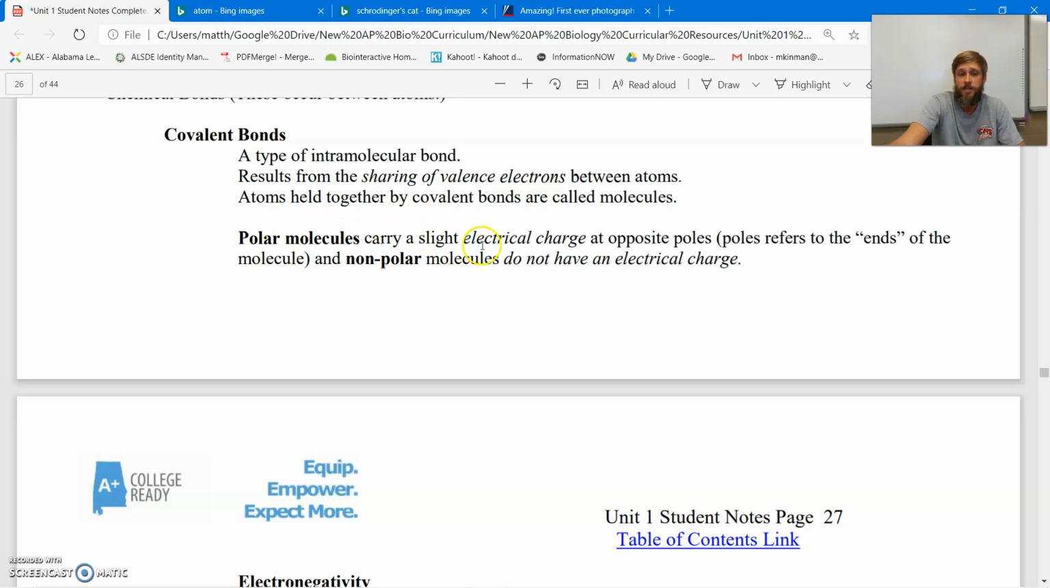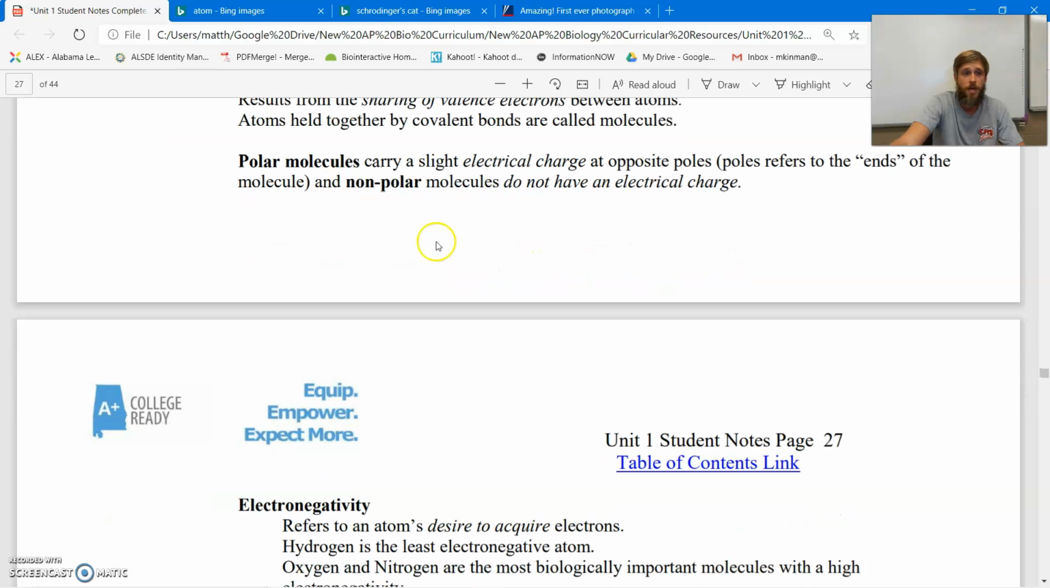Polar molecules carry a slight electrical charge on opposite poles. Poles refer to the ends of the molecule, and non-polar molecules do not have electrical charges. For polar molecules, think of the Earth and the North Pole and the South Pole. Let me just draw a little image here. So we have Earth, and we have south. So think of one end of the Earth as positive and the other as negative.